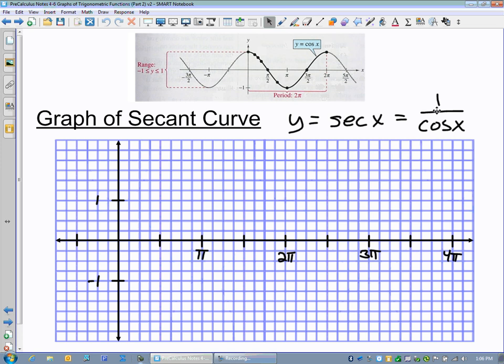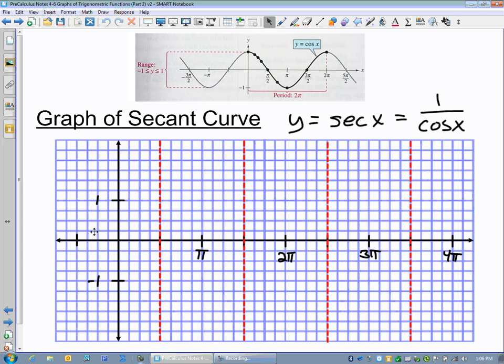And there is going to be an asymptote because there are values that cause cosine to be 0. So wherever cosine is 0, which again is odd multiples of pi over 2, those are going to be asymptotes. So at pi over 2, 3 pi over 2, 5 pi over 2, etc., those are going to be vertical asymptotes because you can't have division by 0.